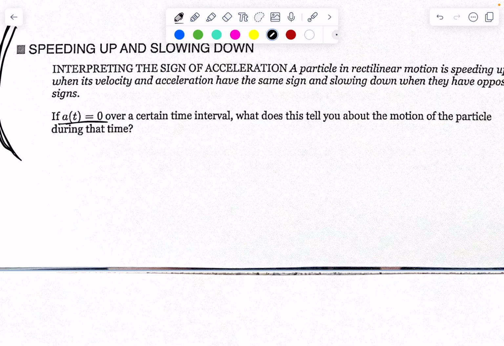So my acceleration is 0. I'm not accelerating at all. Okay, so think about this in terms of a car. If I'm not hitting the accelerator, I'm not hitting the gas pedal, but I'm not hitting the brake pedal either, right? That doesn't necessarily mean I'm stopped in the car. That just means my velocity equals constant, right?